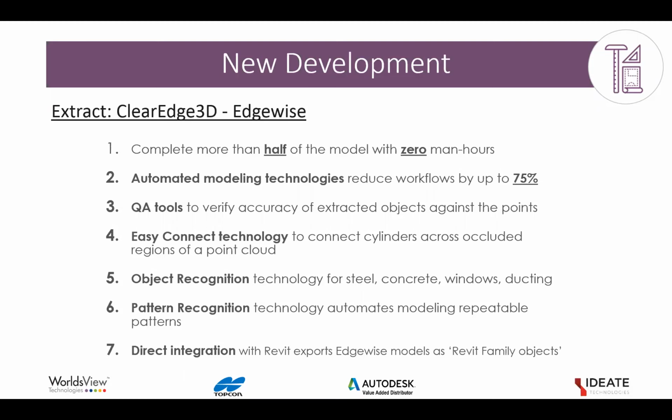You just need to introduce the point cloud in Edgewise, have some settings, and then launch some routine commands that will go through all the point cloud and try to extract at least half of the model with 0 man-hour. And it can generate 3D models automatically by up to 75%. We're not talking about 100%. It may depend on the laser scan quality.